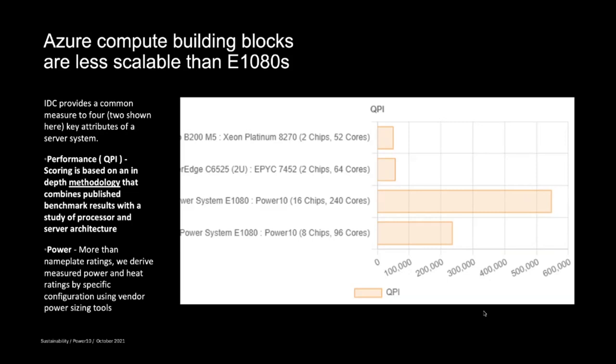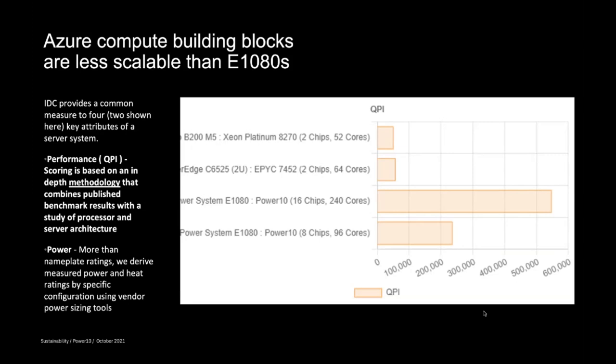Also, I just mentioned there that there are four different measures that IDC look to, the second of which is power. And so when I looked at the power utilization for these building blocks, it's not my own IBM point of view that I'm using, it's actually an independent IDC version of what the power utilization is for those servers. If you wouldn't mind advancing again.